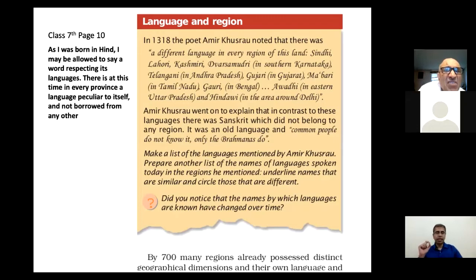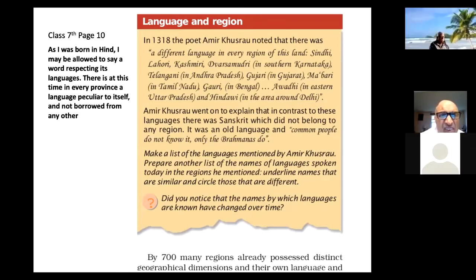He starts by saying, as I was born in Hind, which tells you he's talking about India, Hindustan. And now look at what they are saying: a different language in every region of this land. Hind has been purposefully omitted because the entire narrative that they're trying to peddle is that India was never a united entity. These were different places who used to fight on the basis of their language, on the basis of their region, and it was only the Britishers who created a single entity in 1947.